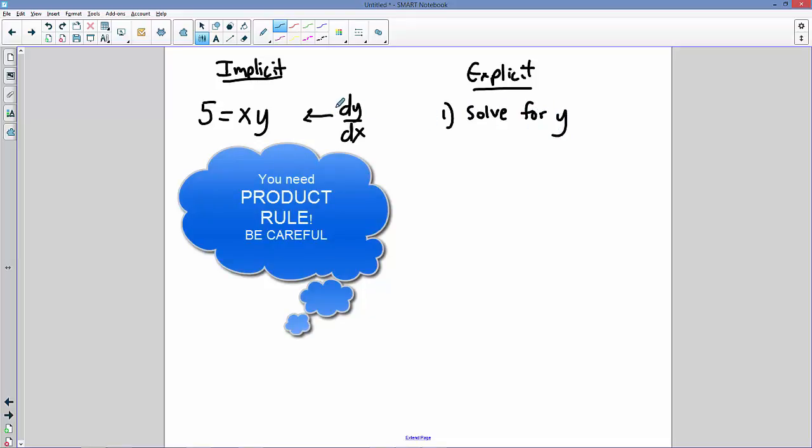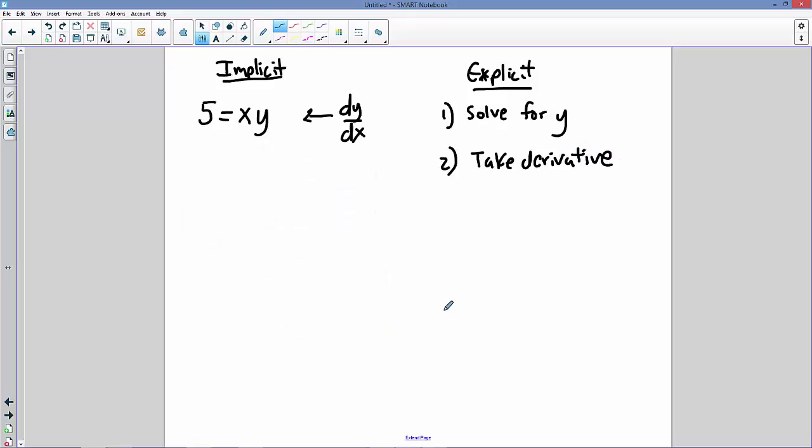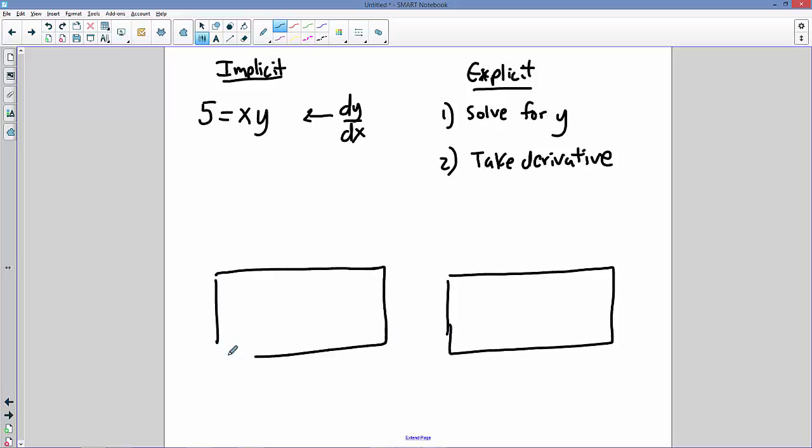A lot of functions can't be. The circle you just saw can't be written explicitly. But this function can be written explicitly. In other words, solve for y, get y by itself. And then take the derivative normally. Okay, and then compare your answers. So compare your answers from both problems, right? In both problems, you're going to get dy dx equals, right? That's what I'm asking you for. dy dx equals. Okay, and let's see what you come up with.